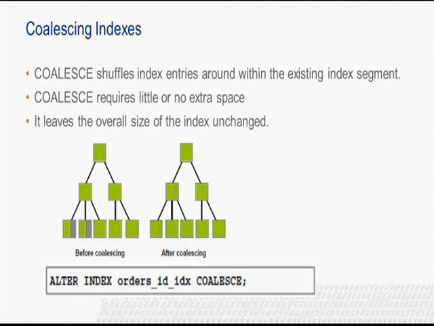ALTER INDEX index_name COALESCE. This figure shows the effect of alter index on the index HR employee. Before performing the coalesce operation, the first two leaf blocks are 50% full. This means the index is fragmented and can be coalesced to completely fill the first block, reducing fragmentation.